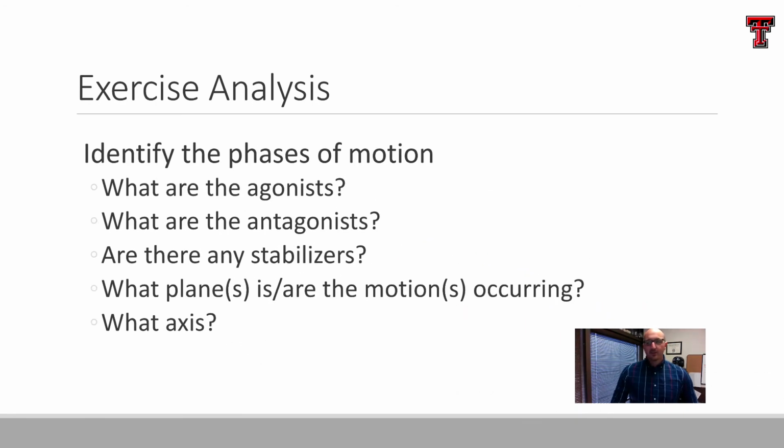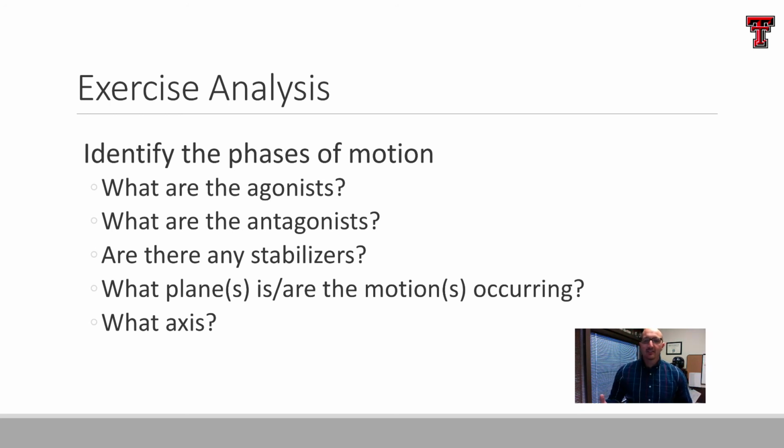Okay? So when you're analyzing that exercise, identify what the agonists are and what they're doing. Are they functioning concentrically, isometrically, eccentrically? What are the antagonists? What are they doing? Maybe they're not doing anything. When I'm bicep curling, my tricep is an antagonist, but it's not really doing anything. I know that the more I contract my bicep, the less I'm able to activate my tricep.